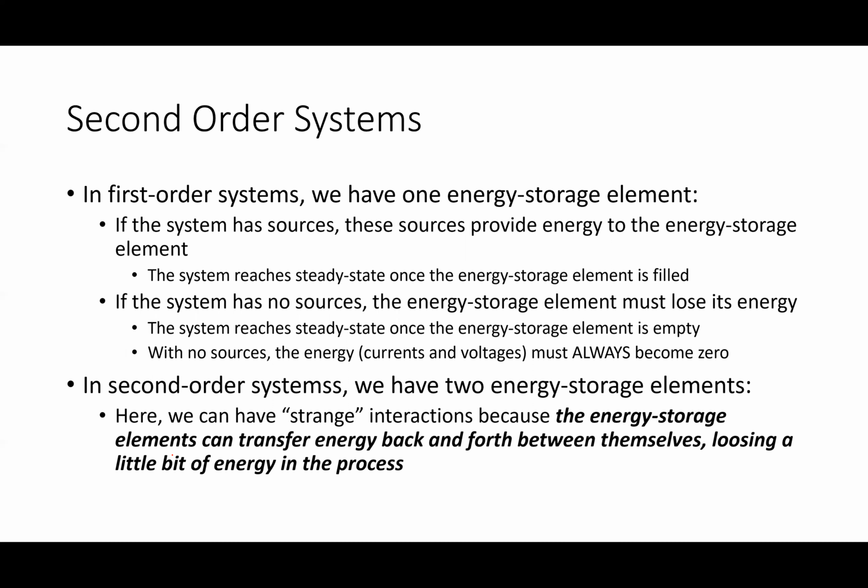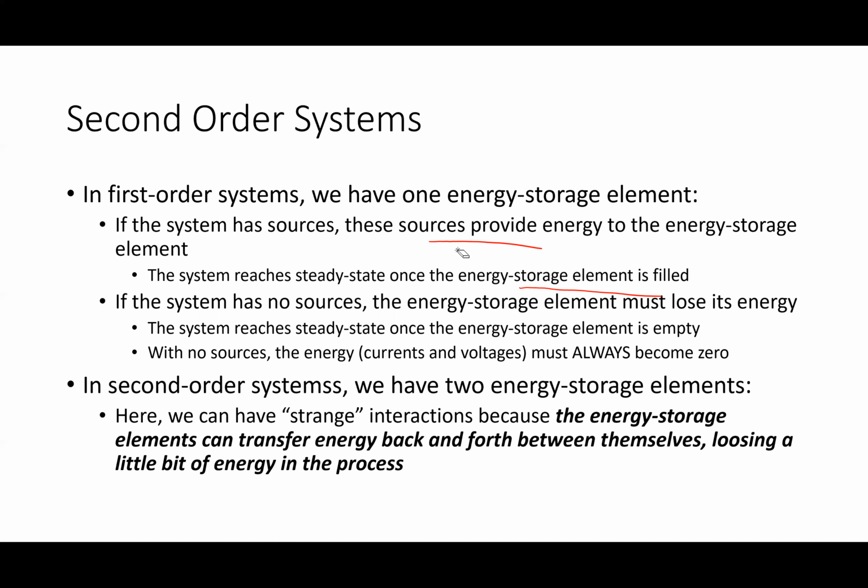All right, so first order system, second order system. First order systems had one storage element, second order systems had two. Basically in the first order system, if I have energy sources, voltage sources, current sources, right? Then the system gets to steady state once the energy storage elements are filled up. In other words, you see a voltage on a capacitor get constant, or the current in an inductor get constant.